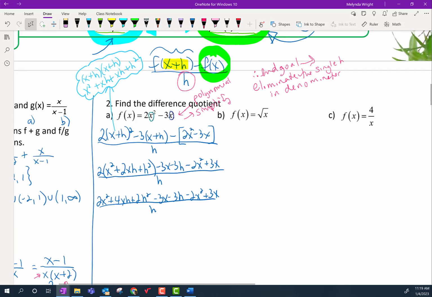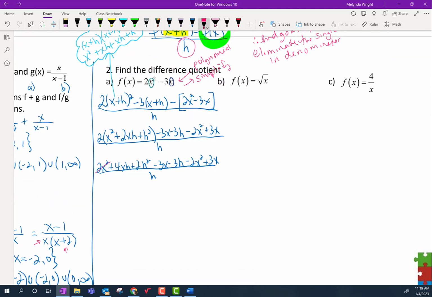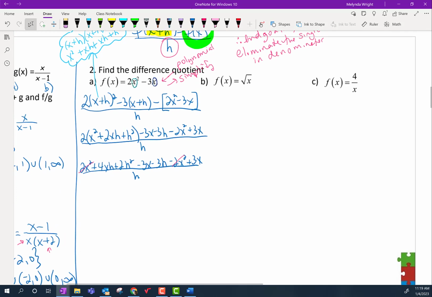So here we go. So I've got the 2x squared and the minus 2x squared, those go away. Do we see anything else that should go away? Yep, the 3x's, the minus 3x and the plus 3x, those are gone. And so what we're left with is 4xh plus 2h squared minus 3h all over h.